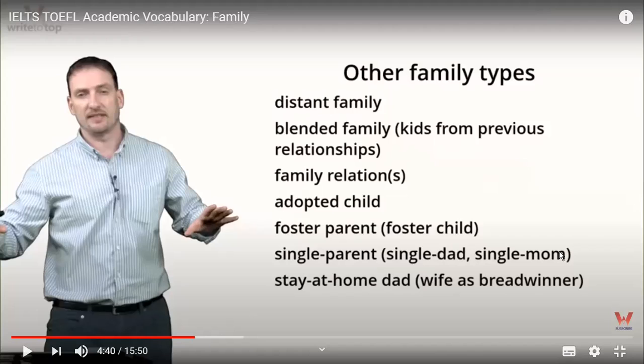A breadwinner is a person who makes money to support your family. It's called a breadwinner.